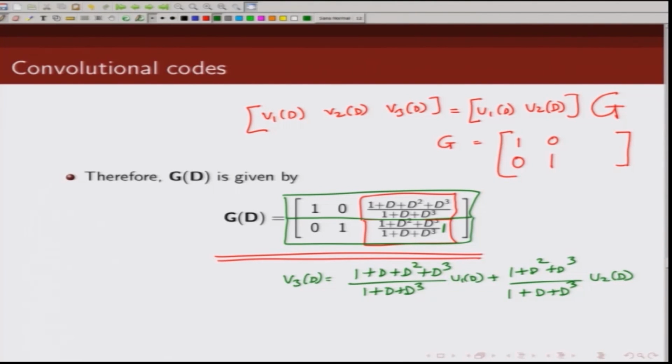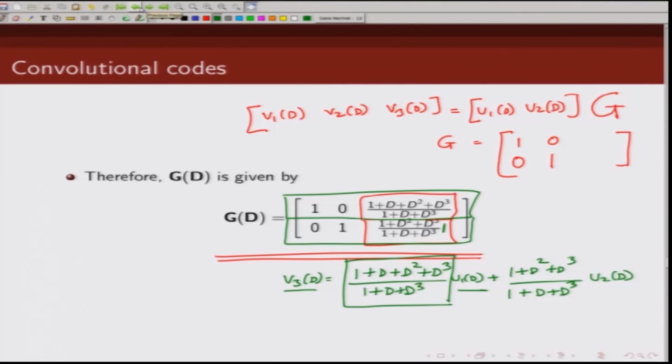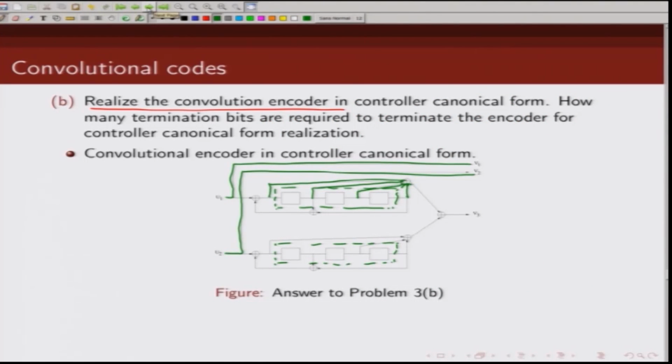right. So, the relationship between V3 and U1D is given by this. So, let us implement this. The numerator has 1 plus D square plus D cube. So, you can see here this is my 1, this is my D, this is my D square and this is my D cube. And similarly, the denominator has 1 plus D cube. So, the denominator, this is the 1 term, this is the D term and this is the D cube term.